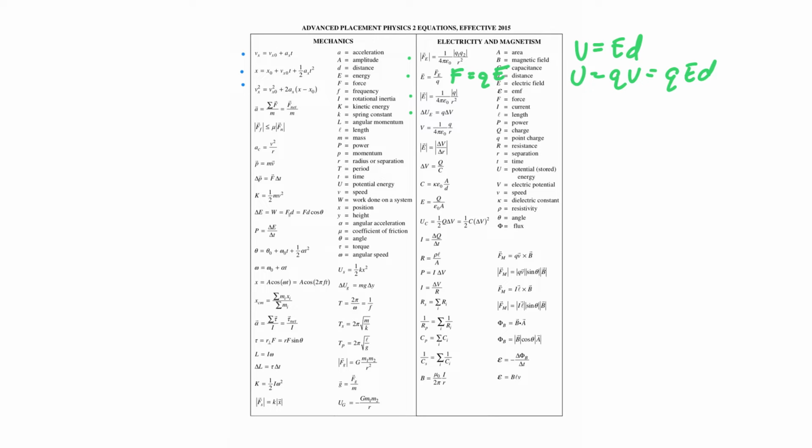And we made several comparisons between electric potential energy and gravitational potential energy, because gravitational potential energy was M times G times H. And so we replaced Q with M, we replaced E with G, and we replaced D with H. I think this helps us better understand and remember the equation for electric potential energy, but it also helps us define what electric potential is: E times D versus G times H.